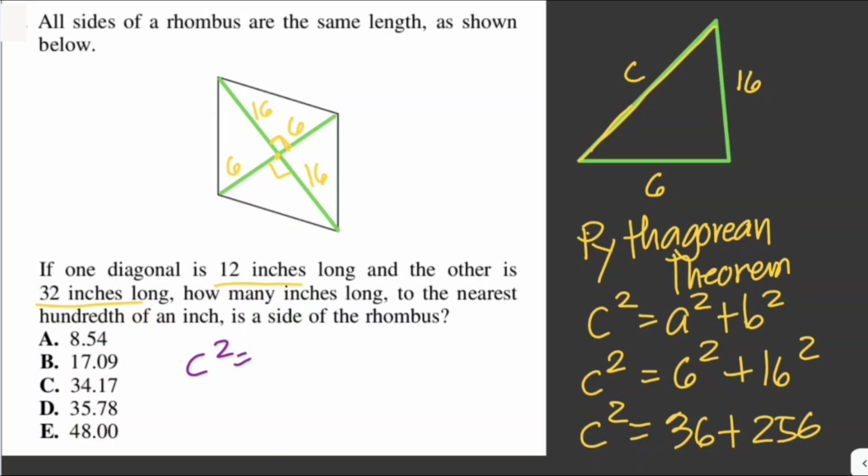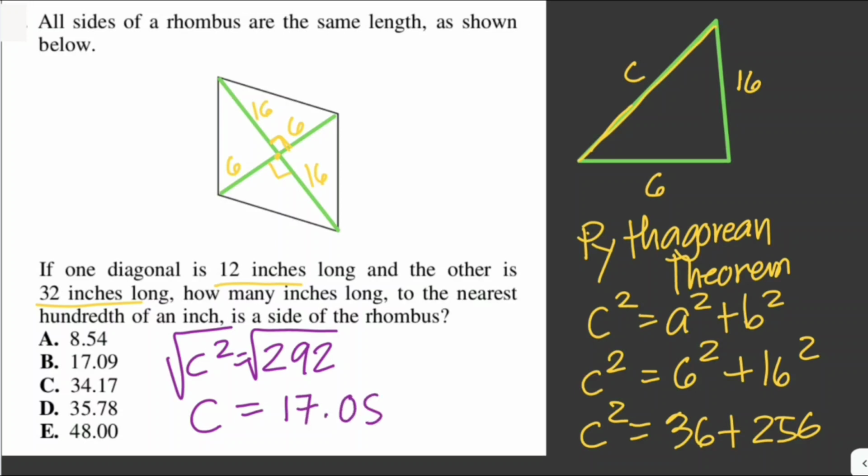Then c squared equals 292, and we get the square root of both sides. So c is just equal to the square root of 292, which is just equal to 17.088. It says here to the nearest hundredth, so 2 decimal places. So this is just approximately equal to 17.09. So the answer here is letter B.